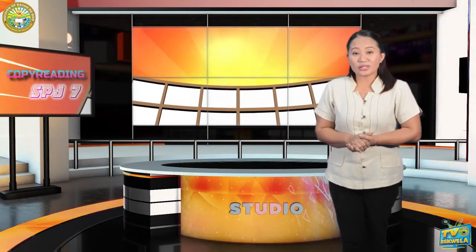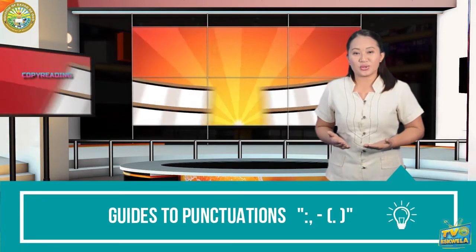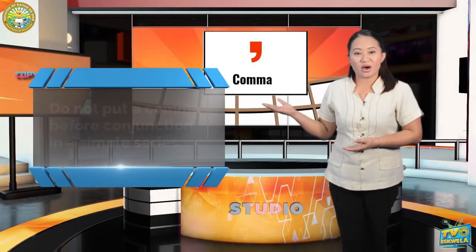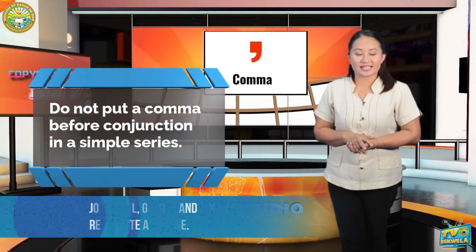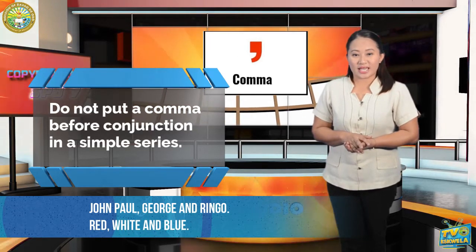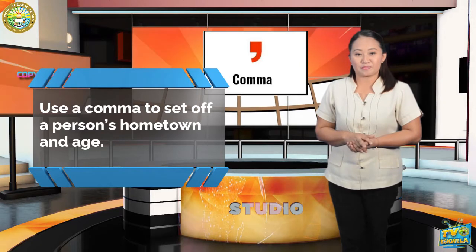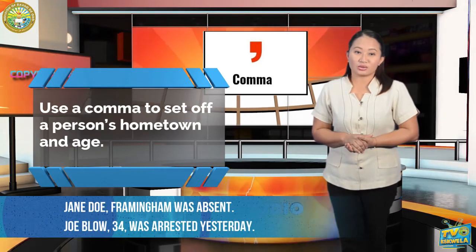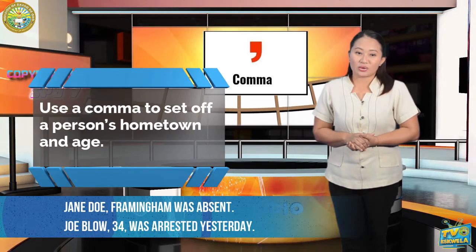As journalists, also remember that you should follow the proper use of punctuation. Here are guides to punctuation. Comma. Do not put a comma before a conjunction in a simple series. Example: John, Paul, George and Ringo; red, white and blue. Use a comma to set off a person's hometown and age. Example: Jane Doe, Framingham, was absent. Joe Blow, 34, was arrested yesterday.